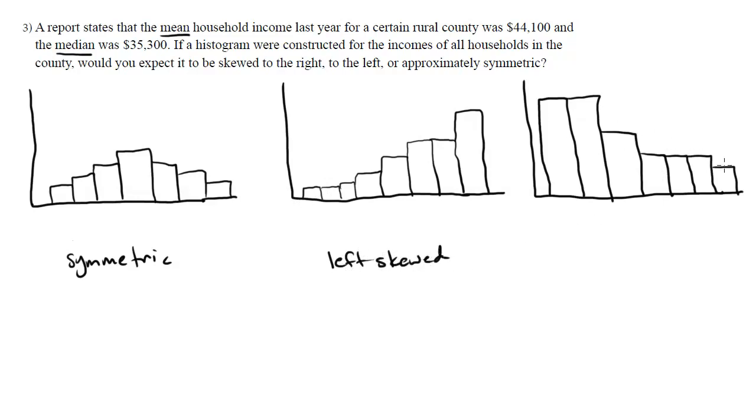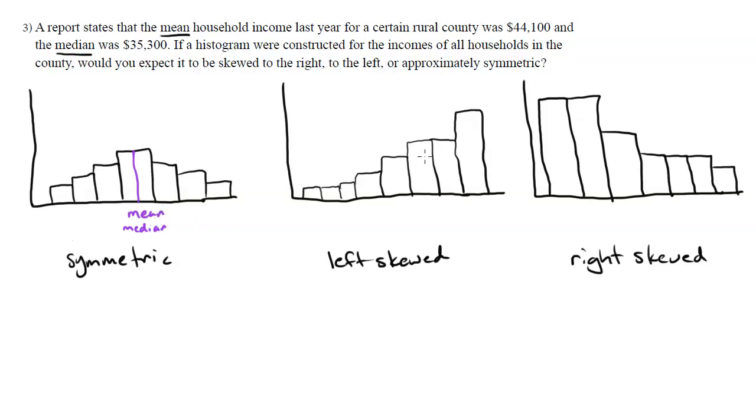And this one tails off to the right, where the lower frequencies are. This is right skewed, or skewed to the left, skewed to the right, however you'd like to say it. In general, when you have a symmetric histogram, the mean and the median are equal, and they're right in the center of that distribution. So if in this problem the mean and the median were the same, or very close, we would expect this to be symmetric.